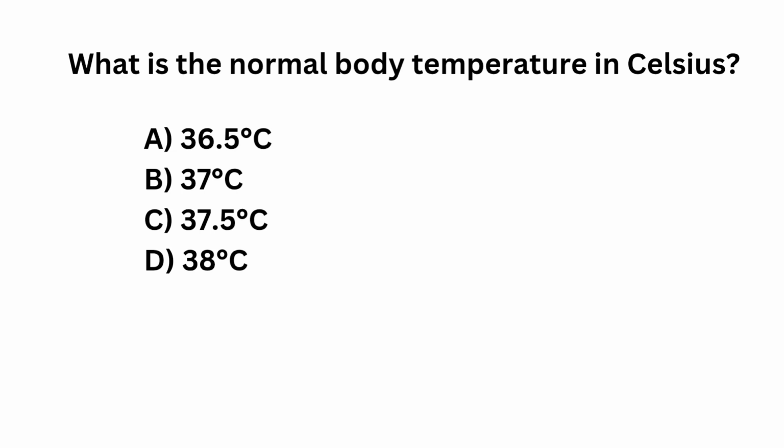Question number 7. What is the normal body temperature in Celsius? Answer is B. Normal body temperature is approximately 98.6 degrees Fahrenheit or 37 degrees Celsius.